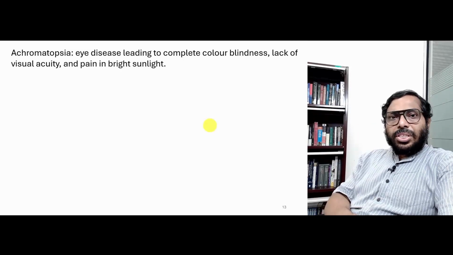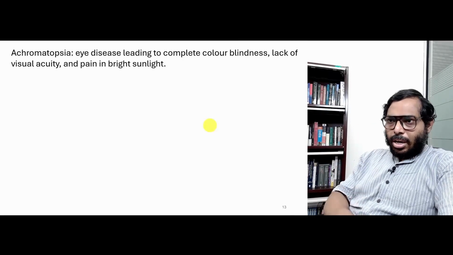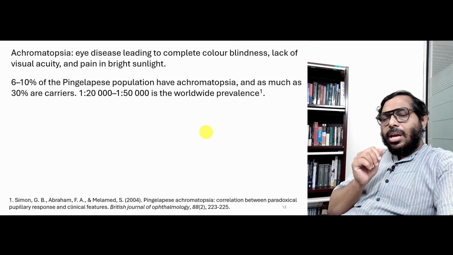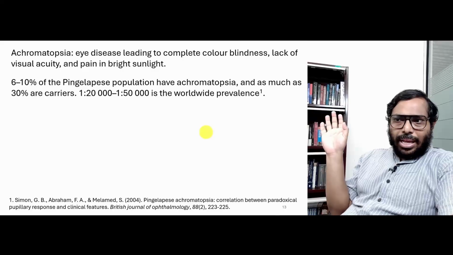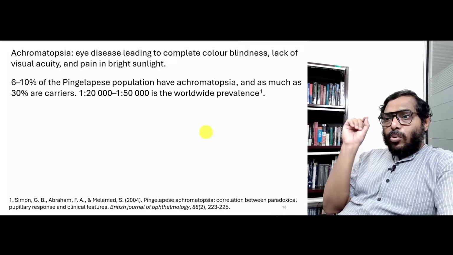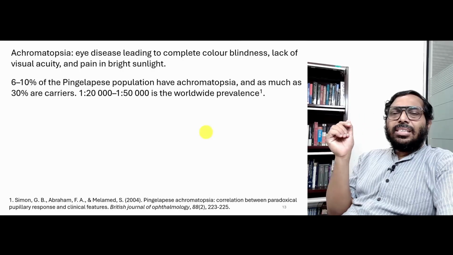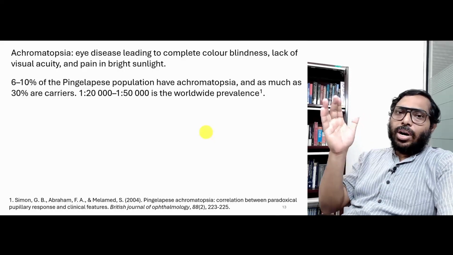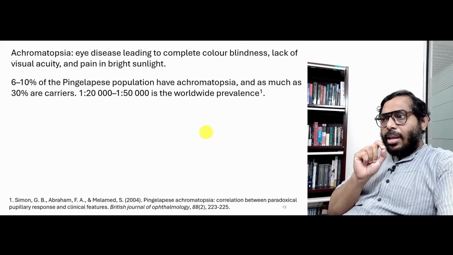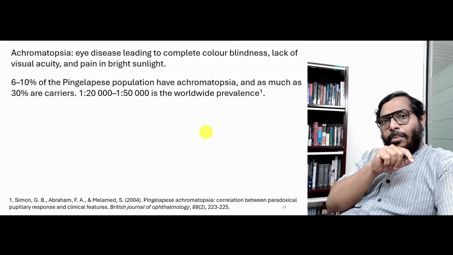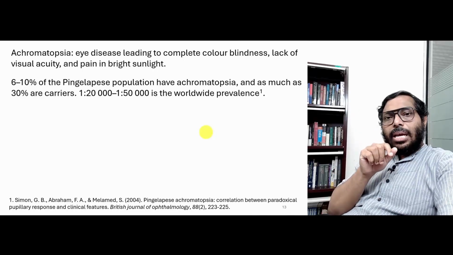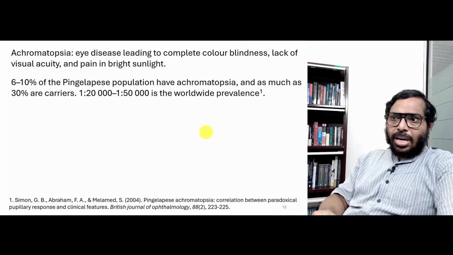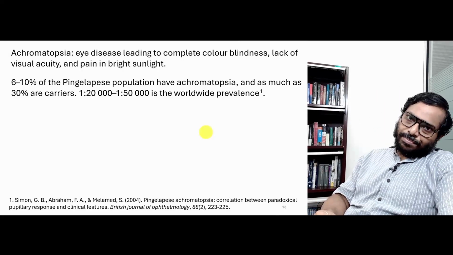So now obviously the question is, how did it come to be? Turns out that achromatopsia is known outside Pingelap as well. However, outside, the prevalence is very small, 1 in 20,000 or 1 in 50,000 is the worldwide rate. However, on Pingelap island, 6 to 10% of the population have this condition and about 30% are carriers.